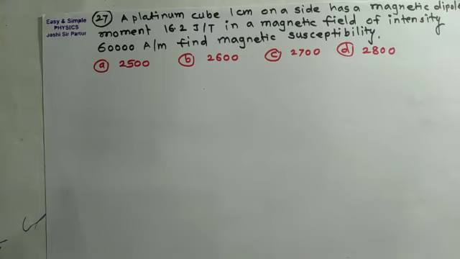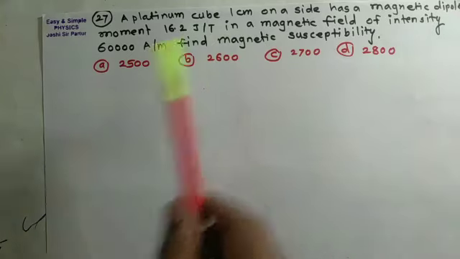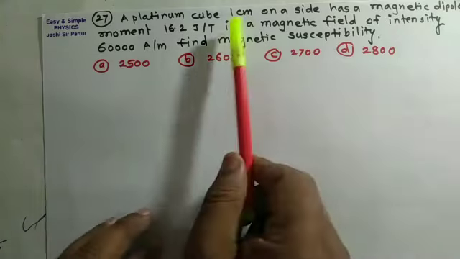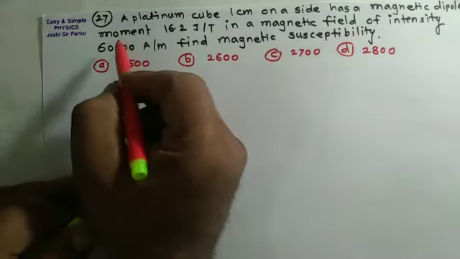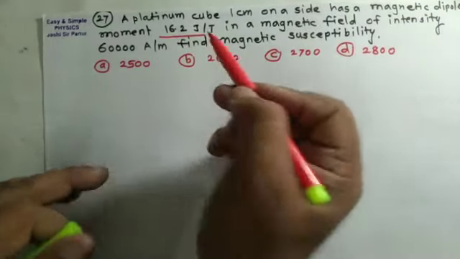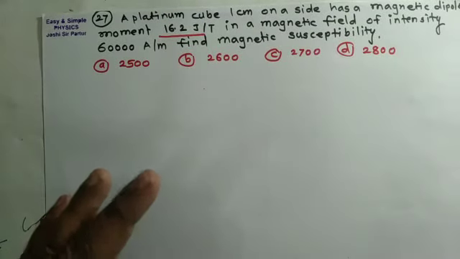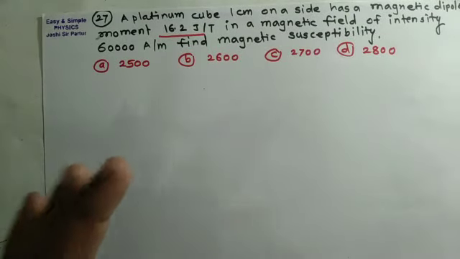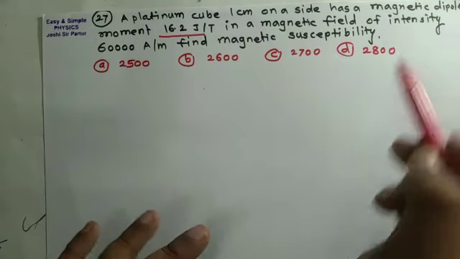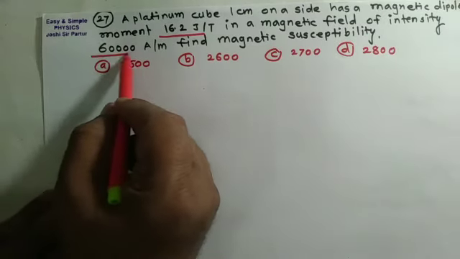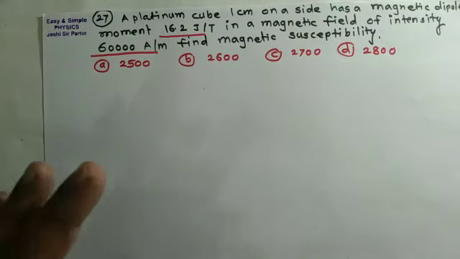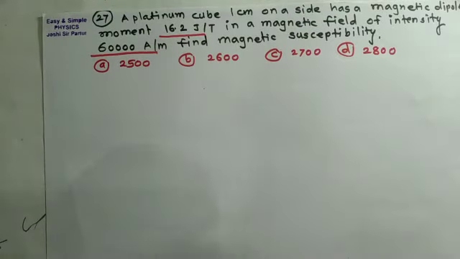Again, let us see another example. A platinum cube, each side 1 centimeter, has a magnetic dipole moment of 16.2 joule per Tesla, that is ampere meter square, in a magnetic field of intensity 60,000 ampere per meter. Find the magnetic susceptibility. In such an example, magnetic susceptibility can be calculated.